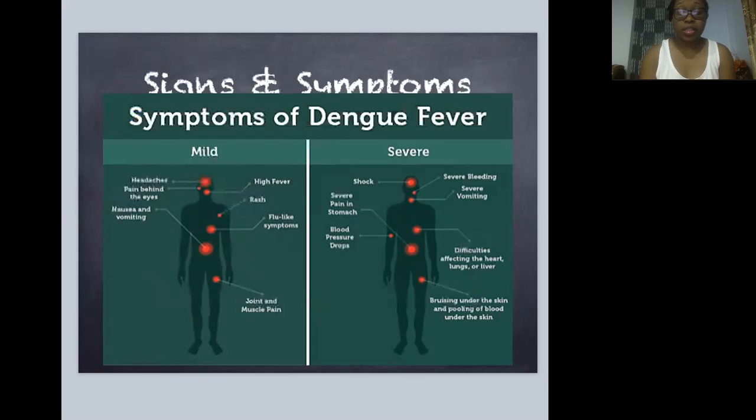In the severe dengue fever, it's a deadly complication. The virus can damage your blood vessels and cause bleeding. So you can have severe bleeding, severe pain in the stomach. Your blood pressure drops because of the damage to your blood vessels. So that would also affect your heart, your lungs, your liver. So you would have trouble breathing, and you can also appreciate bruising under the skin.